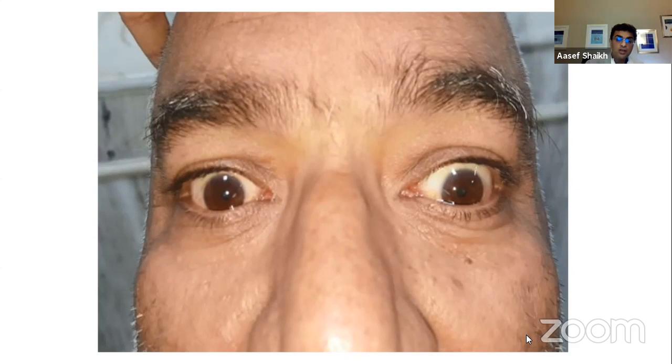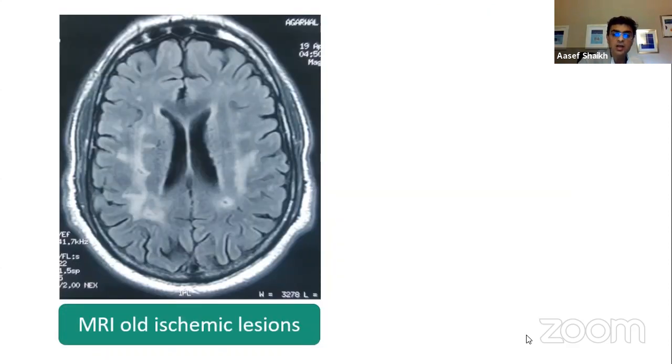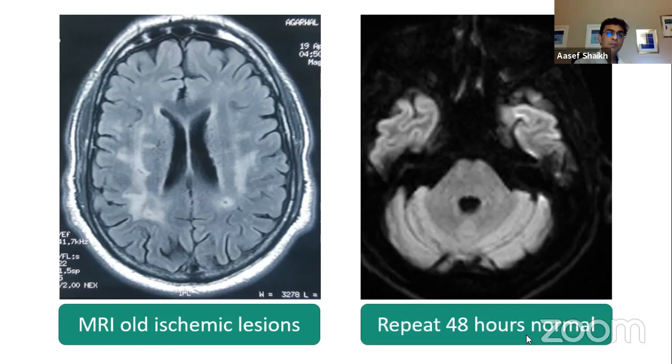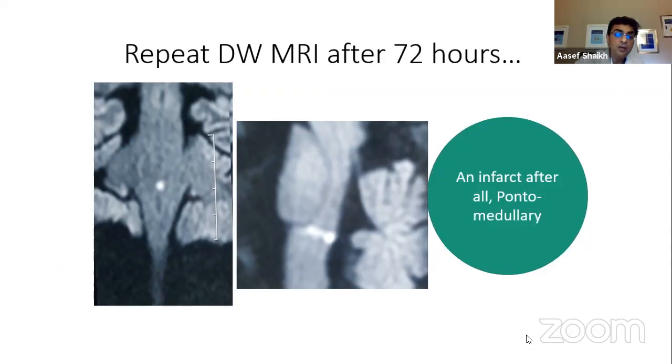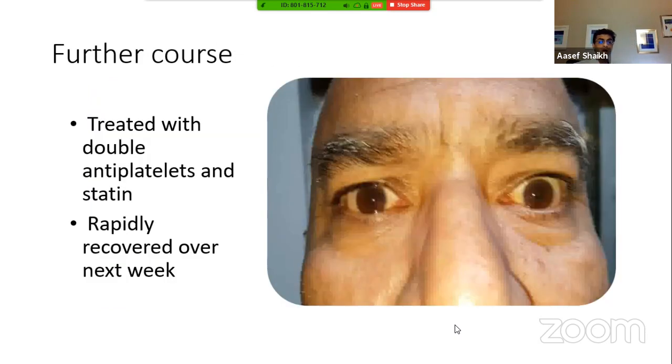Of course, Dr. Kothari got the MRI. It showed some old ischemic lesion, and his posterior fossa was again normal on repeat MRI 48 hours later. But then about 72 hours later, he repeated the MRI, and what we found was he had an infarct in the pontomedullary junction. It was treated with dual antiplatelet and statin, and he had a rapid recovery over the next week, very consistent with what we found in my other patient.